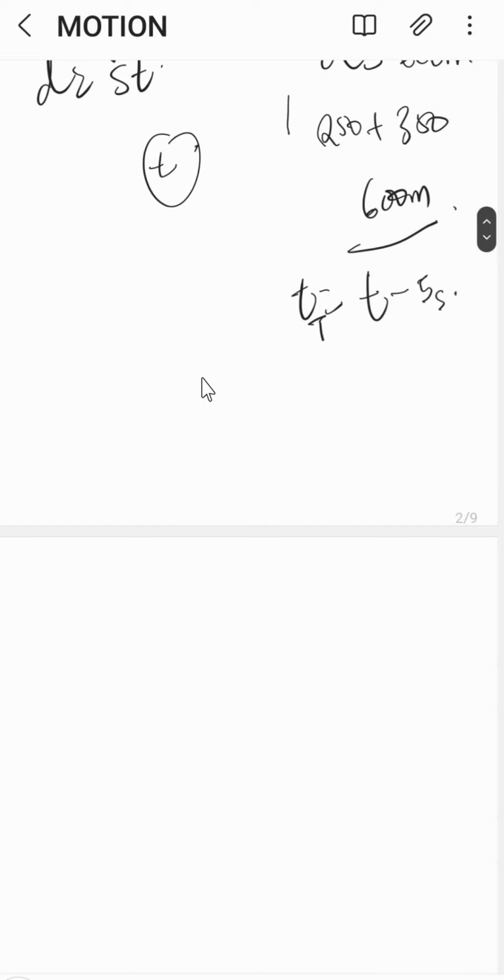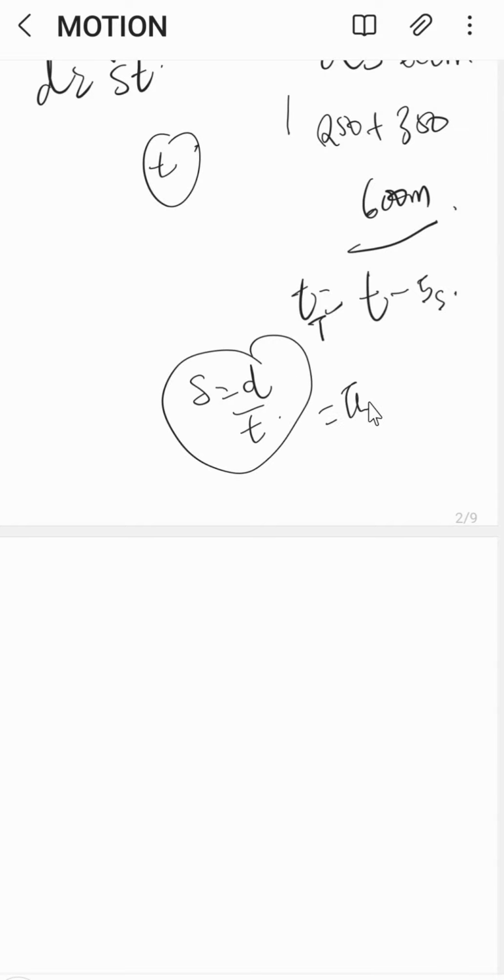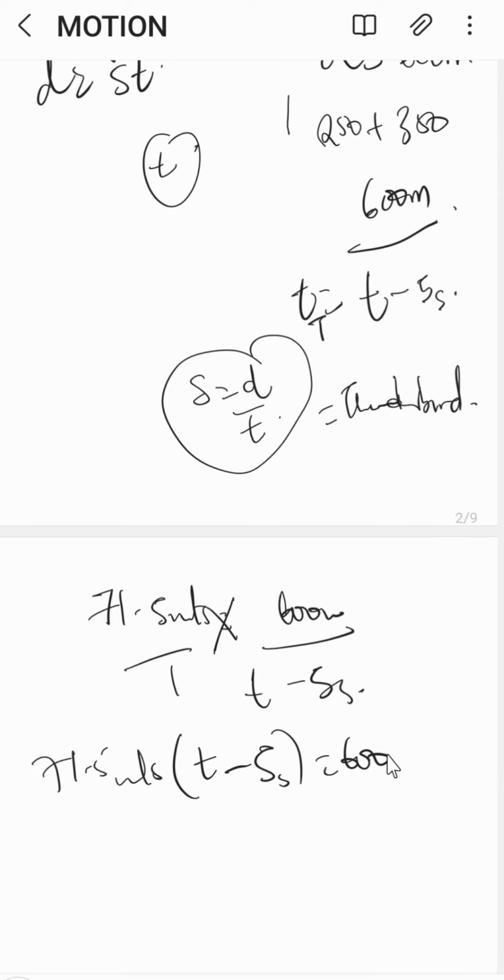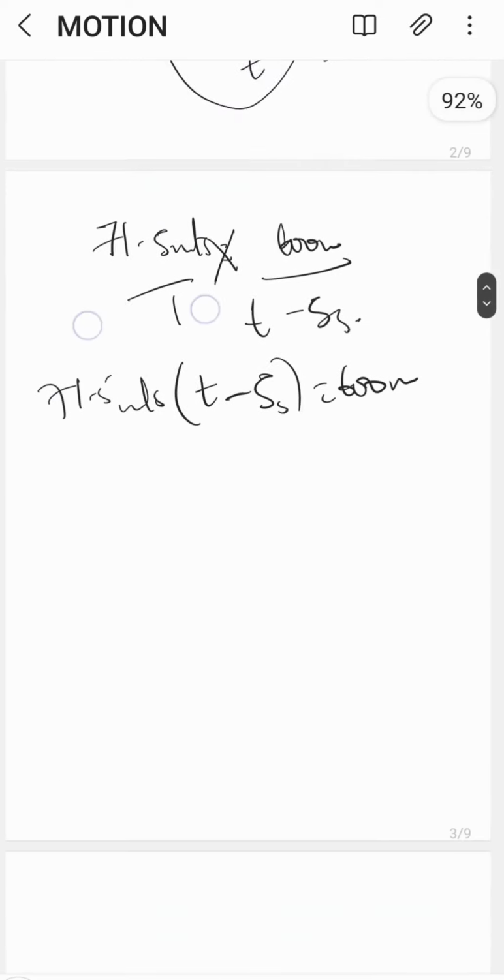So what do we do then? We get to the formula. This is for the Thunderbird. What is the speed for the Thunderbird? 71.5 meters per second. The distance for the Thunderbird is 600 meters. The time for the Thunderbird is time minus the 5 seconds. So you have 71.5 meters per second multiplied by, because here we cross multiply, time minus 5 seconds is equal to 600 meters.